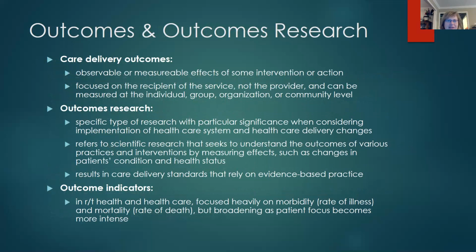Okay, so now to the meat of things. We're getting to outcomes and outcomes research. There are three really important points I want to talk about. First of all, care delivery outcomes. When we deliver healthcare to individuals, families, groups, or communities, it's really important that we look at the outcomes of that care, because we need to ensure that we're on the right track. We need to ensure that our interventions are most appropriate in optimizing the well-being of our clients. So care delivery outcomes need to be observable or measurable effects of the interventions or the actions we take.